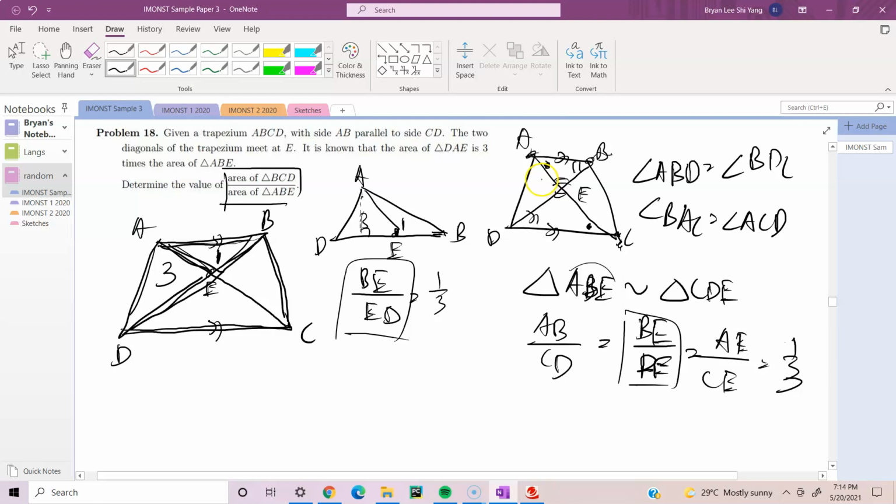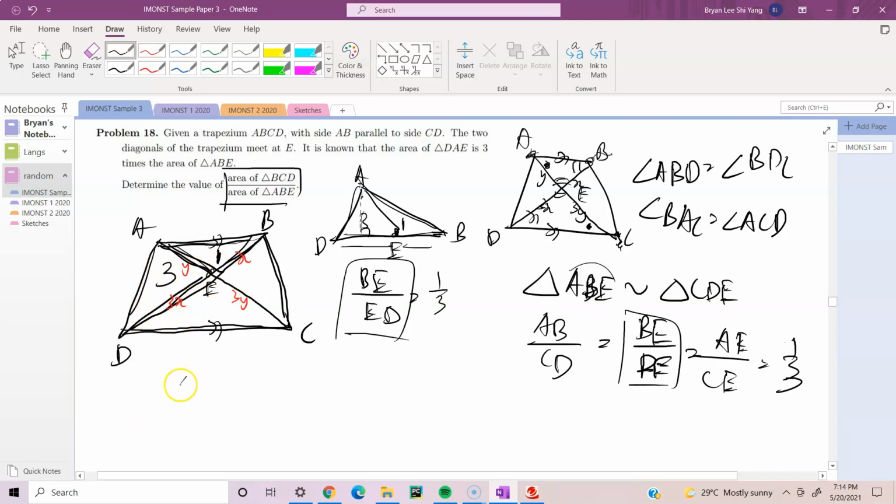So if this length is x, then this length is 3x. If this length is y, then this length is 3y. We do not need to know what exactly x and y are. We just need to know the specific ratio. So let's write it down here again. So this is some y, and then this CE is some 3y. BE is some x, and then DE is some 3x. Now, since the heights are the same, it's just the problem of the ratio of the bases. Same goes with the other triangles inside here.